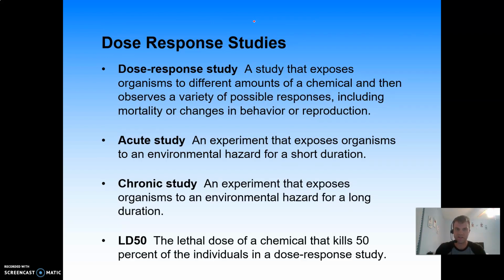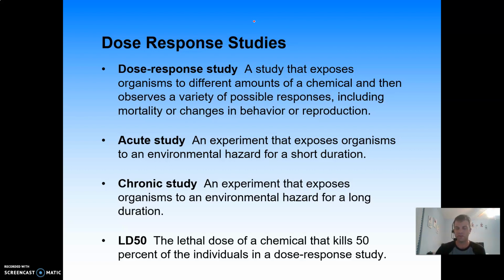A dose-response study is a study that exposes organisms to different amounts of a chemical and then observes a variety of possible responses, including mortality or changes in behavior or reproduction, to see how different doses of that chemical actually affect those organisms. This is necessary to see how a chemical is going to affect living organisms, and then scale that up to humans. It's not exactly a great model for humans all the time.